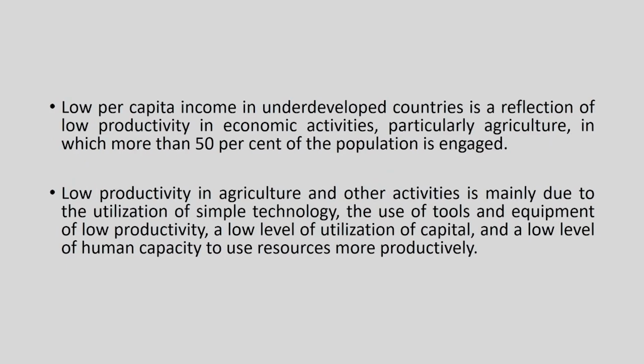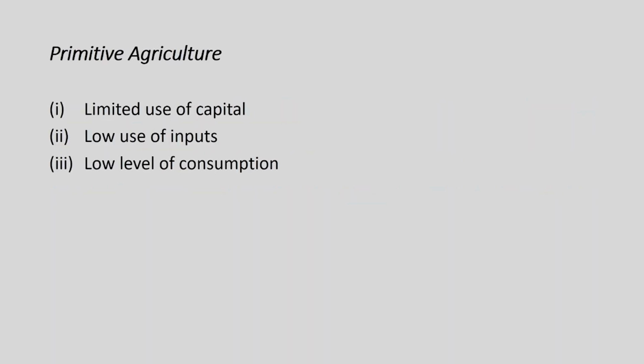Low per capita income in underdeveloped countries is a reflection of low productivity in economic activities, particularly agriculture, in which you will find almost 40-50% of the population is engaged. And low productivity in agriculture and other activities is mainly due to the utilization of simple technology, the use of tools and equipment of low productivity, a low level of utilization of capital, and a low level of human capacity to use resources more productively.